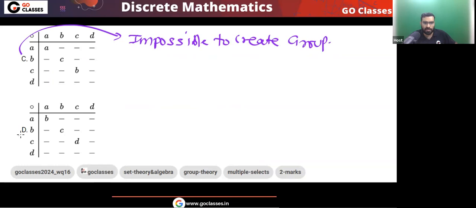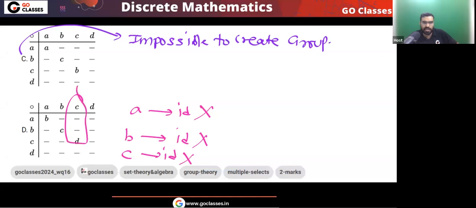Okay, what about the next one? Here you can notice A is not the identity element, B is not the identity element, and C is not the identity element. So the only possibility is that D is the identity element. This is the only possibility.